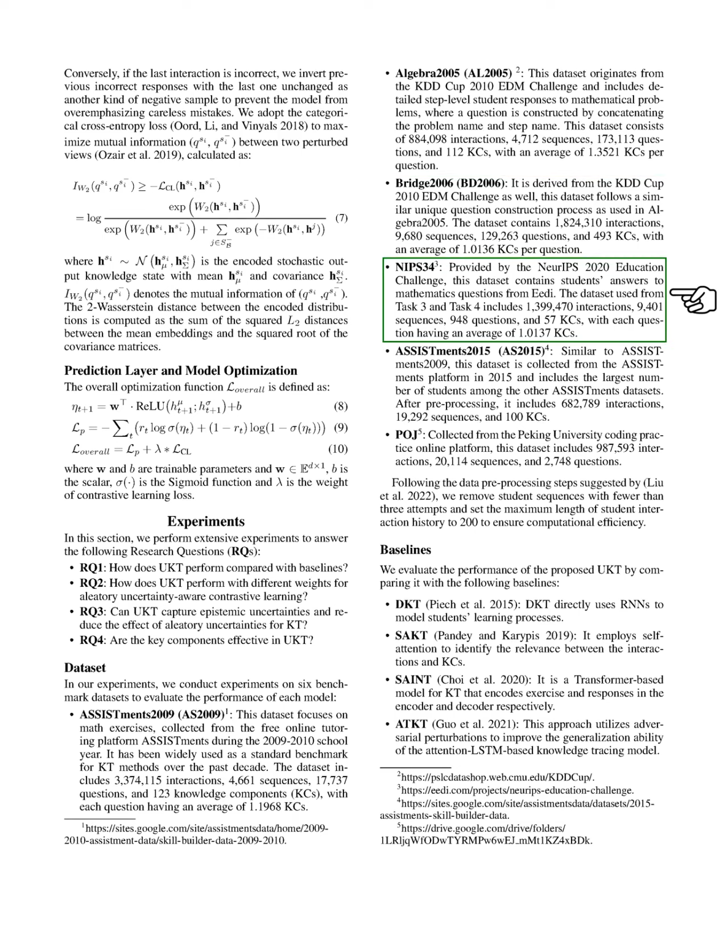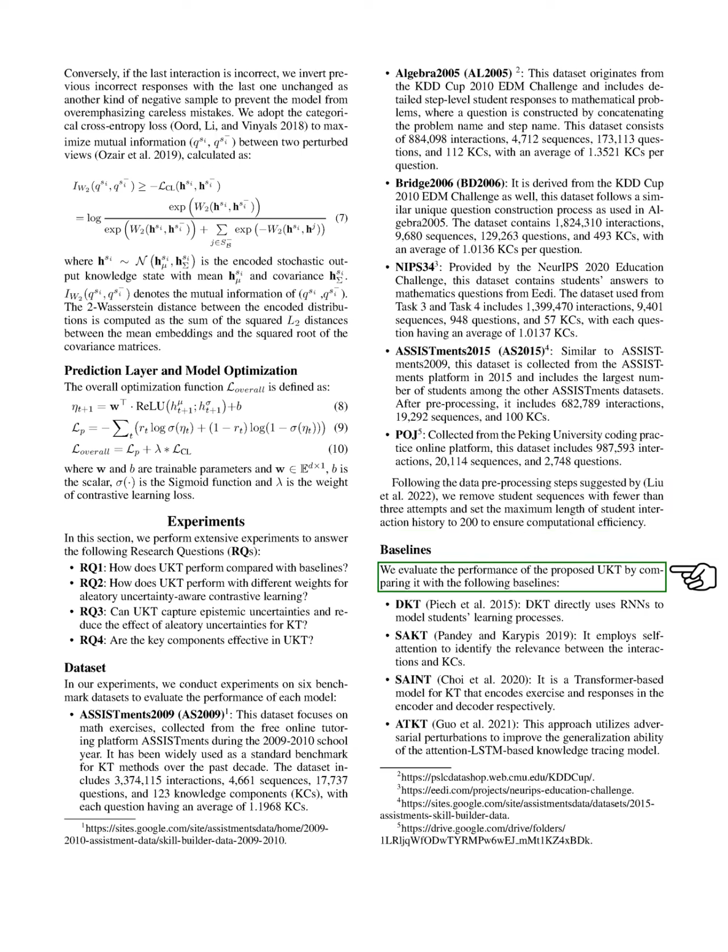NIPS 34. Provided by the NeurIPS 2020 Education Challenge, it contains student answers to math questions, with about 1.4 million interactions. Assessments 2015. Collected in 2015, this dataset has the largest number of students among the assessments datasets, with over 680,000 interactions. POJ. From the Peking University Coding Platform, it includes nearly 1 million interactions and over 2,700 questions. We pre-process the data by removing sequences with fewer than 3 attempts and limiting interaction history to 200 for efficiency.